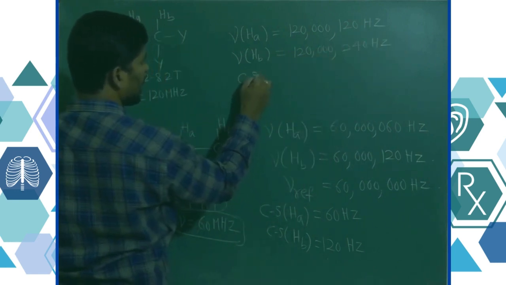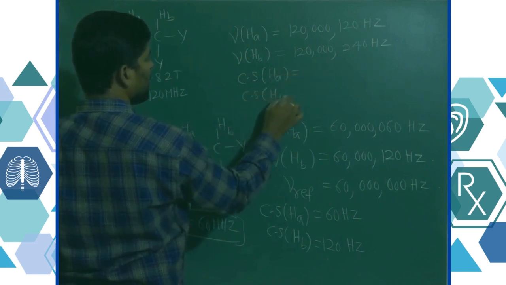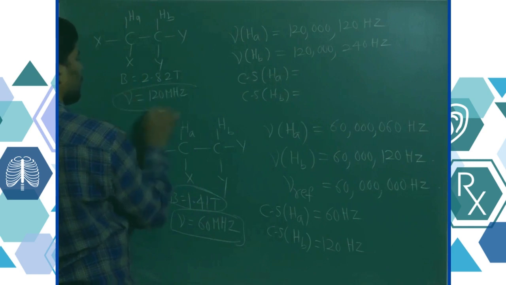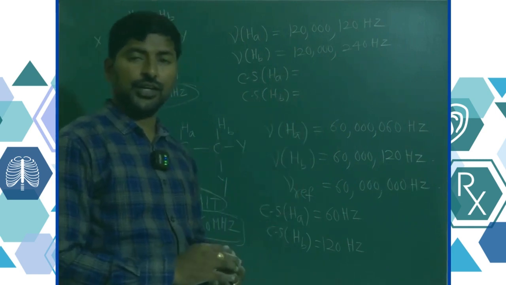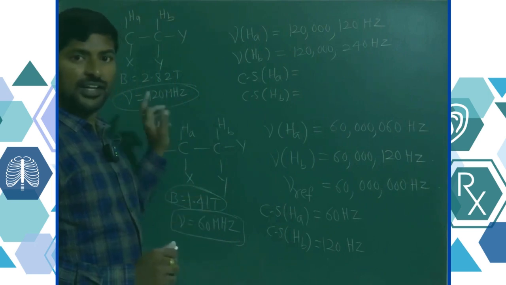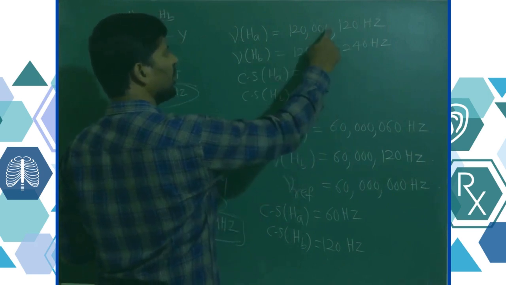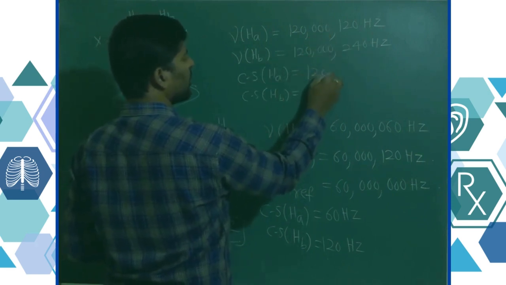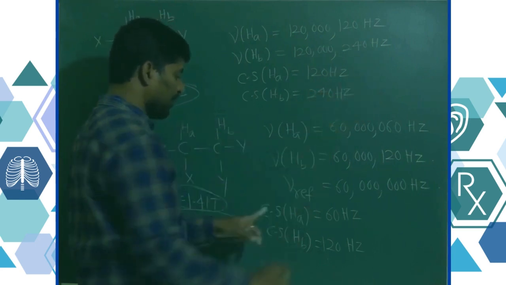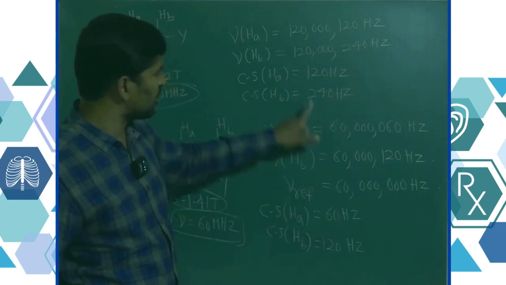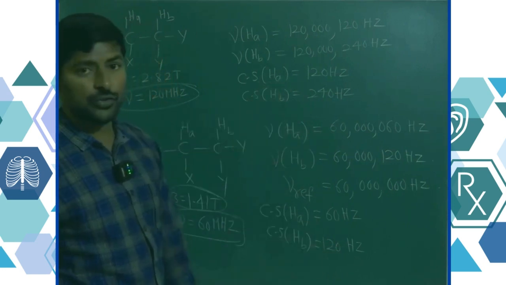So now what is the chemical shift of HA and what is the chemical shift of HB? Reference proton frequency is 120 million. Reference proton frequency is set at the instrument frequency. So if you subtract 120 million, what will we get? For HA we get 120 hertz, and for HB we get 240 hertz. So previously we got a chemical shift of HA of 60 hertz, but now we got 120. Chemical shift of HB was 120 hertz, but now we got 240 hertz.